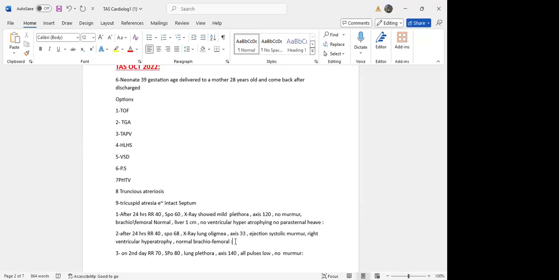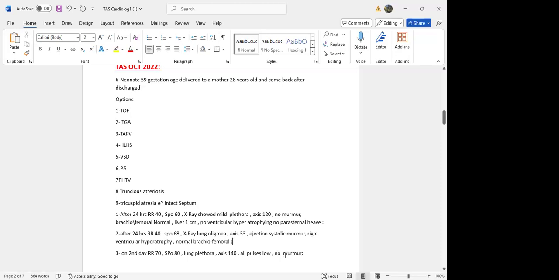Now on the second day, if you have a very critical pulmonary stenosis, you may present very early as well, but it is less likely, but it can occur, okay? On second day, in the next baby, the respiratory rate is 70, saturation is 80. It's not very cyanotic, and the lungs are also plethoric. And the axis is 140. So if the axis is 140, again, it is going into right-sided problems, okay? It is right axis deviation with all pulses low. So the word over here is all pulses low with no murmur.